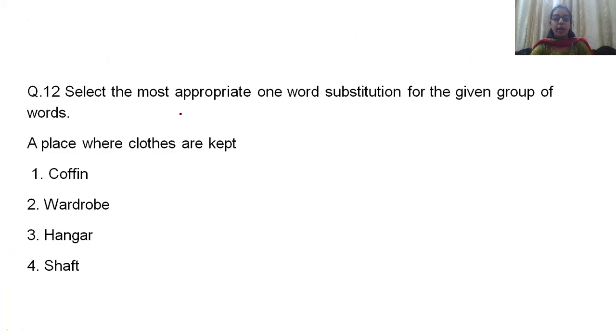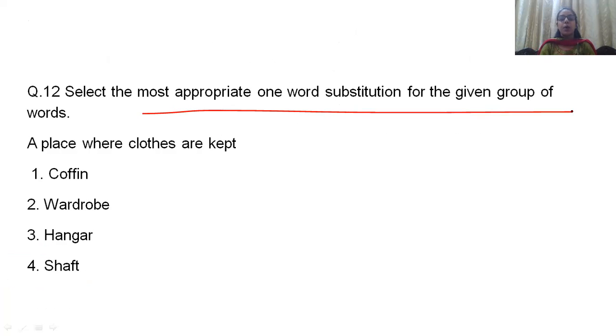Now, question number 12, select the most appropriate one-word substitution for the given group of words. A place where clothes are kept. You know, we don't keep the clothes in the coffin. We don't keep clothes on the hanger. We just hang them, not keep them. Not on a shelf, but in a wardrobe or a cupboard. The correct answer will be wardrobe.